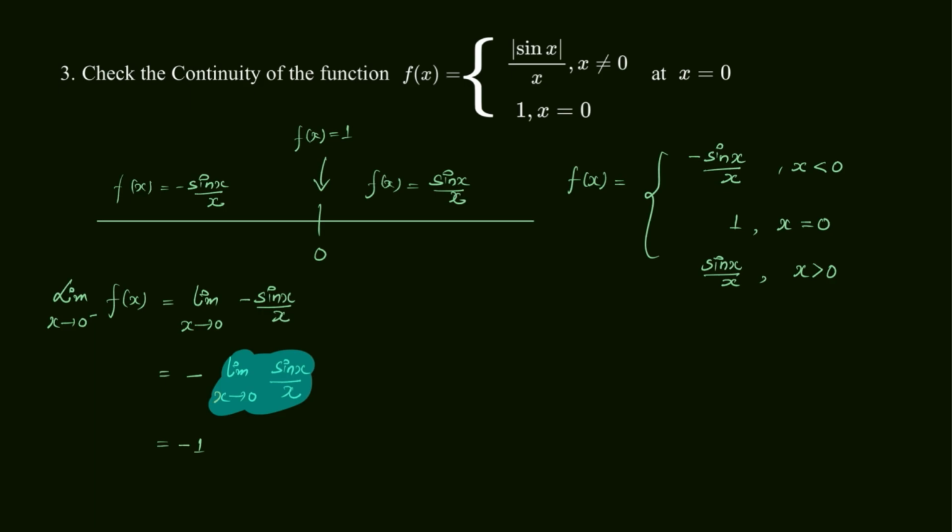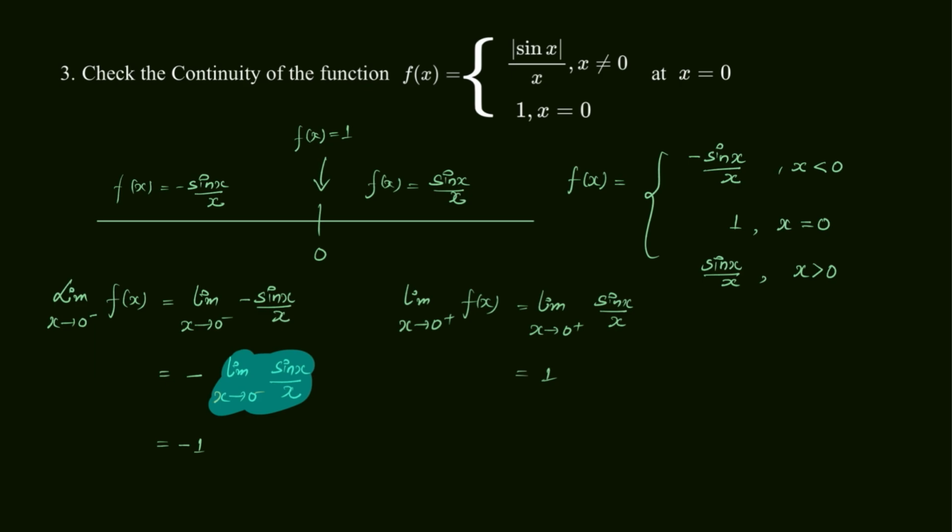Now we will calculate the right hand limit, that is limit x tends to 0 plus f of x, which will be equal to limit x tends to 0 plus. As we approach 0 from the right hand side, the function is positive sine x over x. So here it will be 1 because limit x tends to 0 sine x over x is 1.